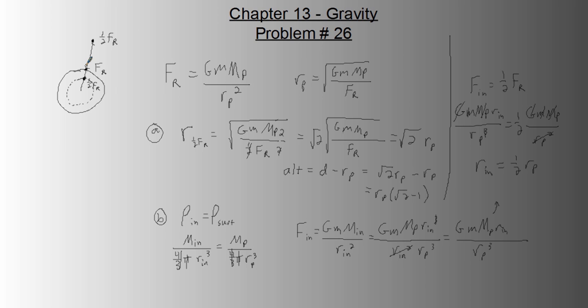Alright, so that was a good use of the shell theorem to ignore the outside mass here. A good use of uniform density to relate masses and radius at any point inside the planet. And a good use of altitude, being the distance from the center minus the radius of the planet. And that's pretty much it. Alright, and we'll go on to problem 38 next.